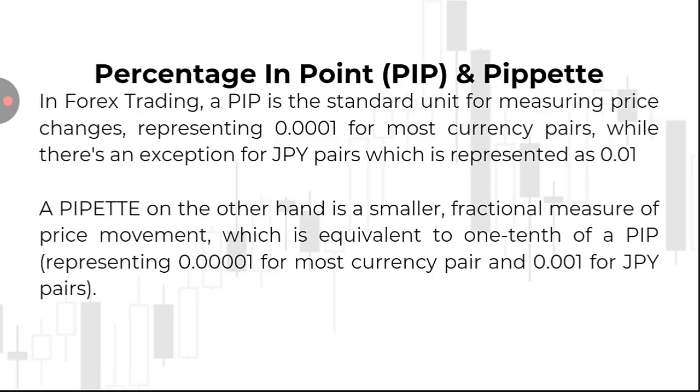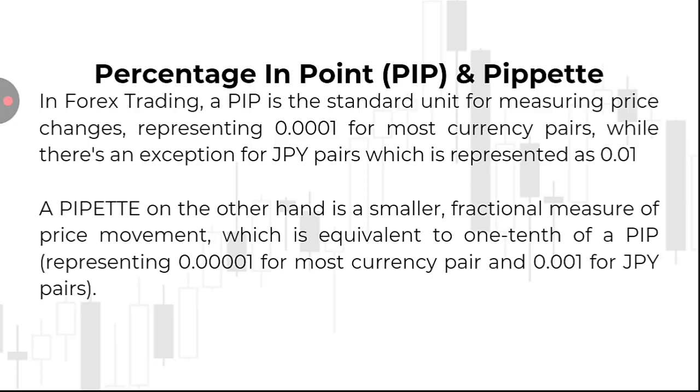So what this simply tells you is a pip is what you use to measure price changes or price movement. So when price moves from one price level to another, what you use to measure this movement or that difference in price is the pip. So a pipette is a smaller kind of pip. A pip is 10 times bigger or greater than a pipette. A pipette is a smaller part of a pip.